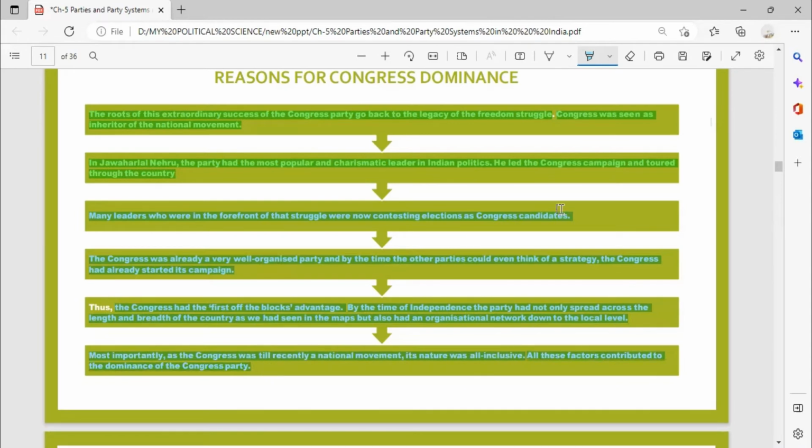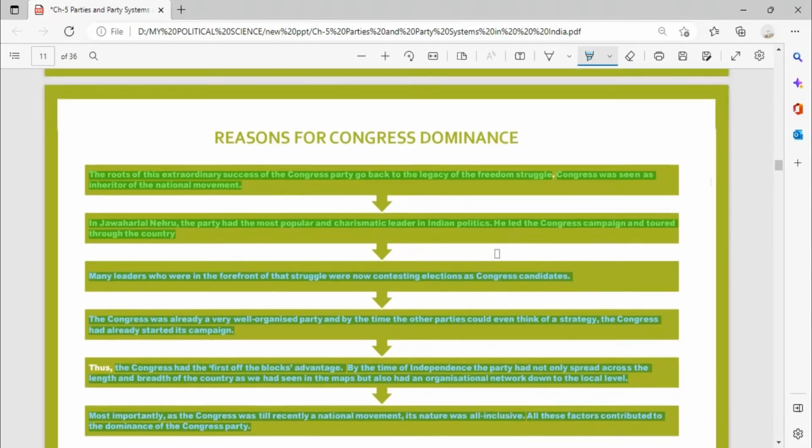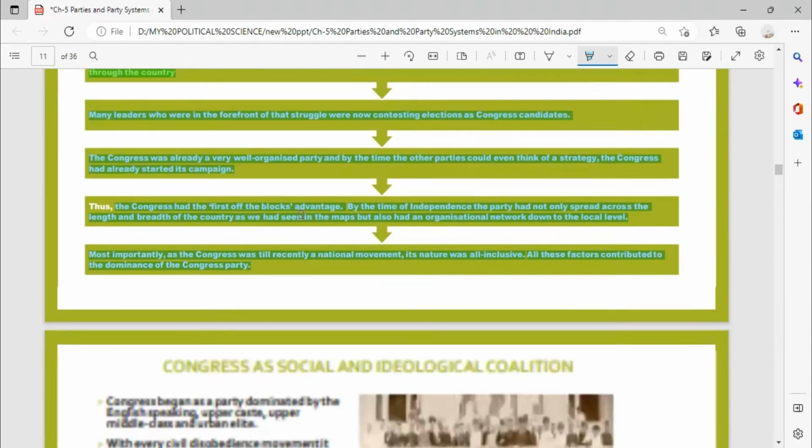So this is, remember, a big question which might be asked, maybe a 4 marker, 5 marker, whatever it comes. You will be asked the question: what were the reasons for the dominance of Congress in the first three general elections? And you have to write these pointers. These are pointers, I'm telling you. You can elaborate them with the same thing.